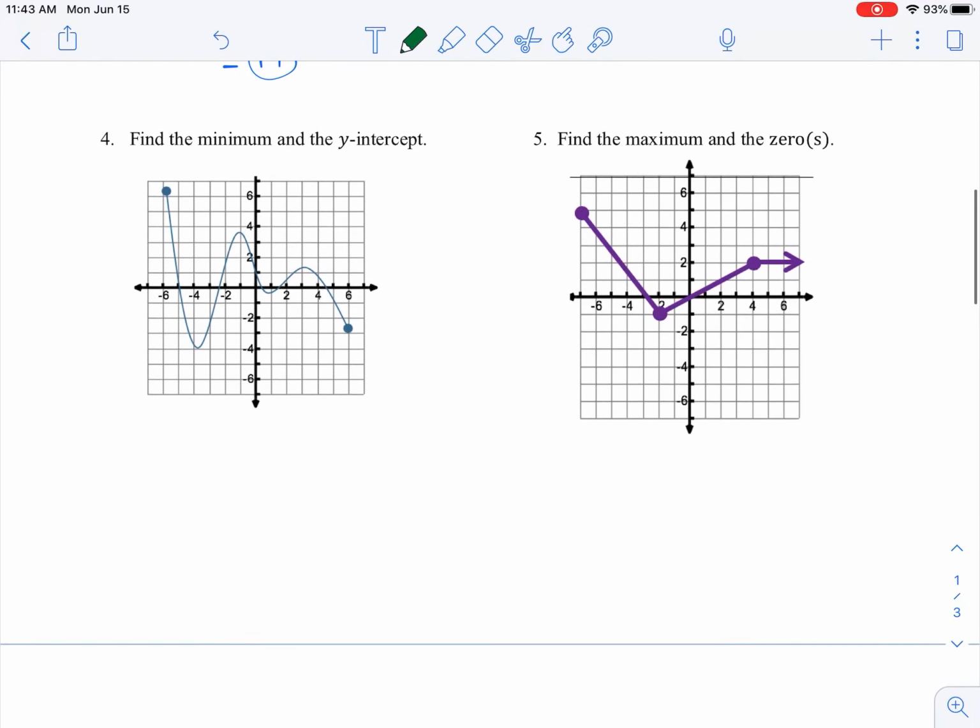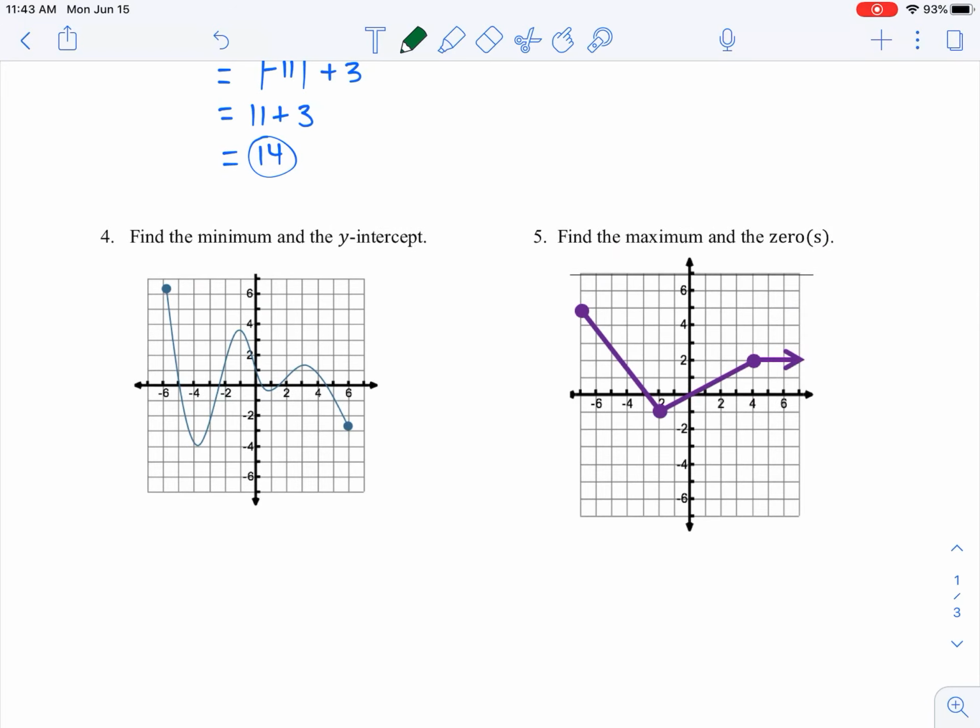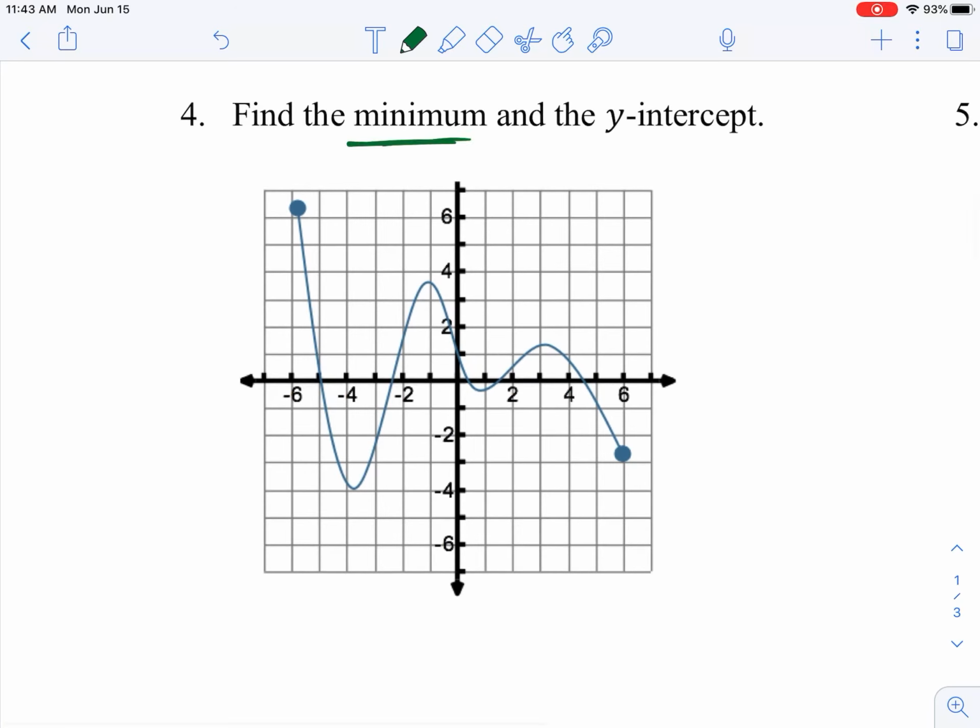All right, next we have questions like what is the minimum, the y-intercept, the maximum, the zeros. So in number 4, the minimum, I look at the lowest point on the graph, and for the minimum, I just want to give that y value. So this y value is a negative 4.